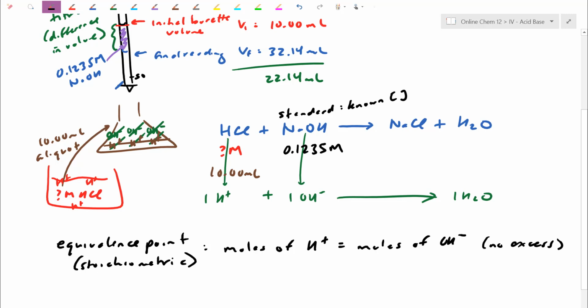Now, I had no idea going into this how much H plus there was. That's my whole goal in this experiment. If this thing here were really concentrated, there's a lot of H plus, I'd just be able to see that, oh, I need to toss in a lot of volume of base before this point happens.